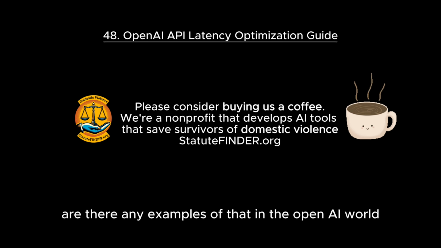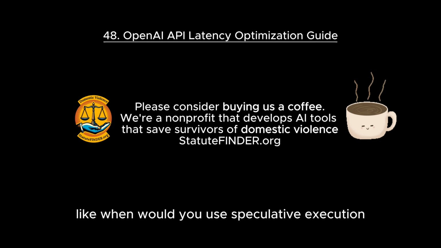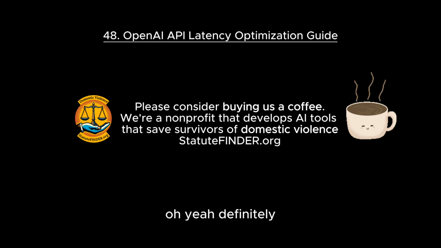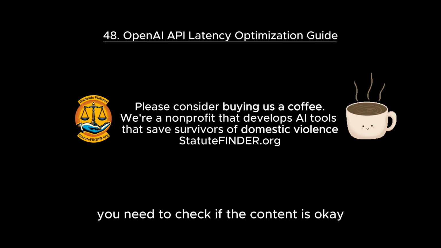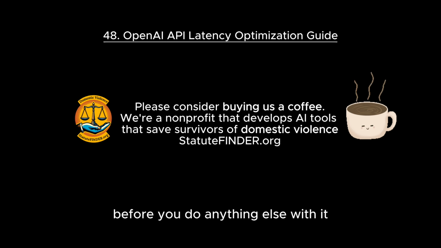Are there any examples of that in the OpenAI world? Like, when would you use speculative execution? Oh yeah, definitely. Imagine you're building an app that does content moderation, right? So you need to check if the content is okay before you do anything else with it.